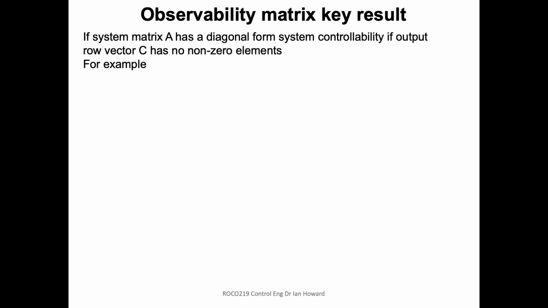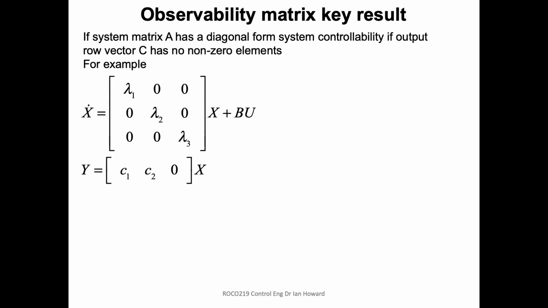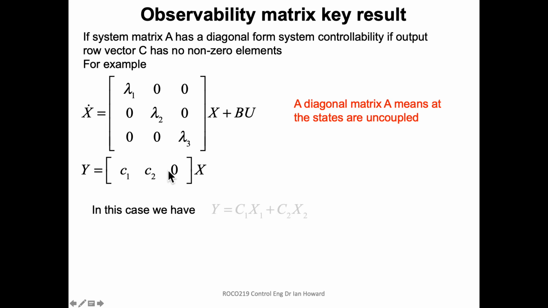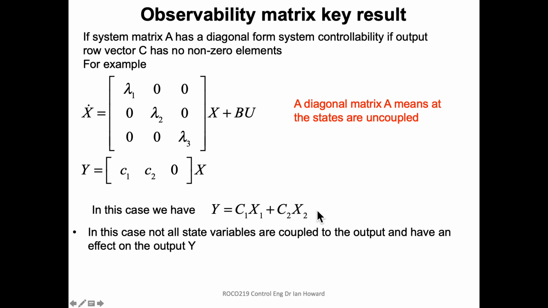However, what happens if we have this system and we don't have an output vector which is affected by all of the states? In this case, we have a more limited relationship for the output. So y is now c1x1 plus c2x2. In this case, the states are not all coupled to the output. In fact, x3 has got no effect on the output. So there's no way we can ever find out what x3 is up to. So it's not going to be observable.